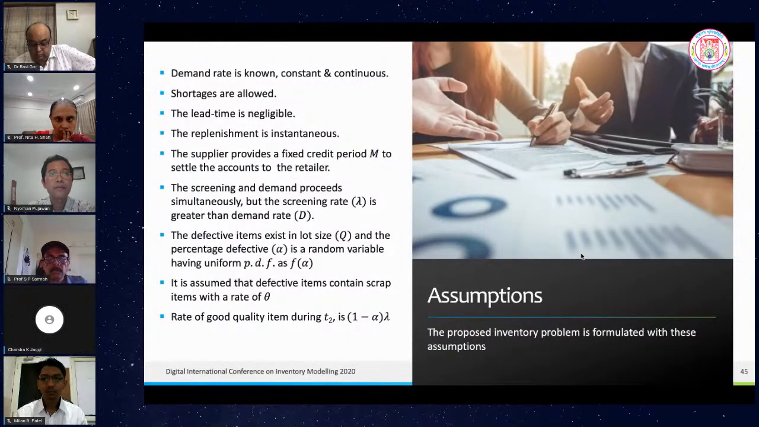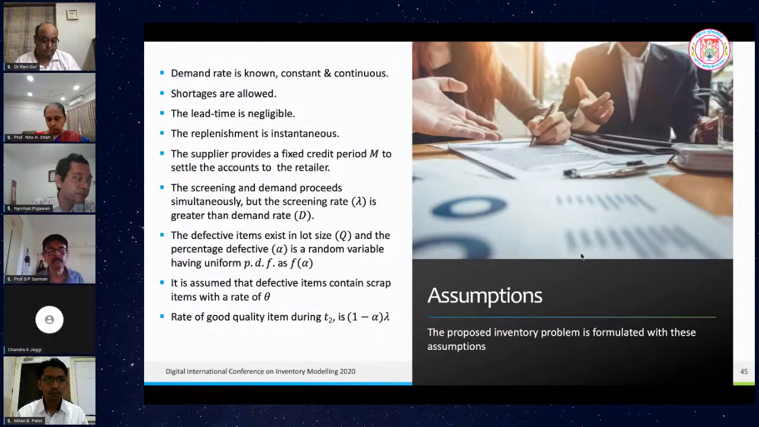Now here we are assuming the demand to be known with certainty, that is deterministic. Stockouts are allowed, and the lead time we are assuming negligible. These are certain assumptions: screening proceeds simultaneously, and the screening rate lambda is greater than the demand D. Basically a defective item exists in the lot, and f(alpha) is the PDF of that. Now it is assumed the defective items are scrap, at rate theta. The rate of good quality items during T2 is this. Next, please.